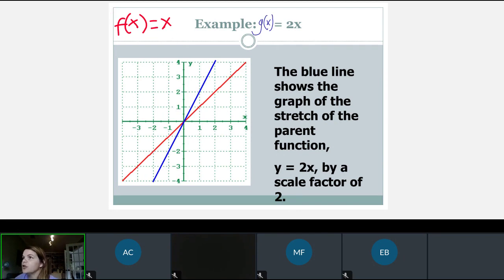Now, on my new line, g of x, my slope is the number in front of x, 2. 2 is greater than 1, so that means the new function is stretched by 2. This is a stretch by 2 because it's bigger than 1. So now my slope is 2 over 1. Again, my y-intercept is still 0. So I start at 0, 0, and go up 2, right 1, up 2, right 1. That's how I get my new blue function.